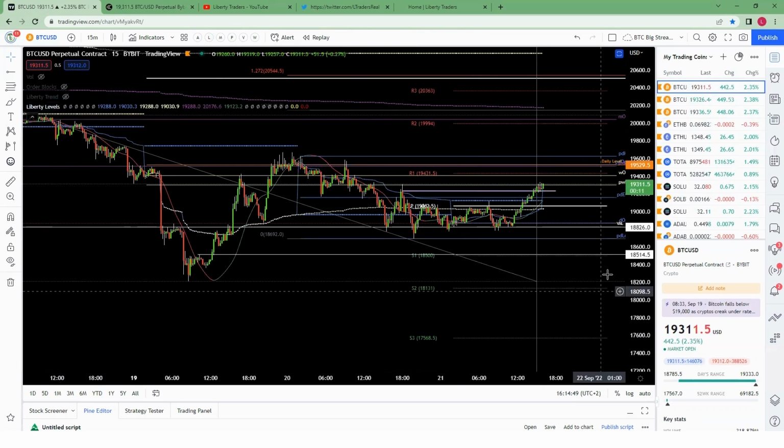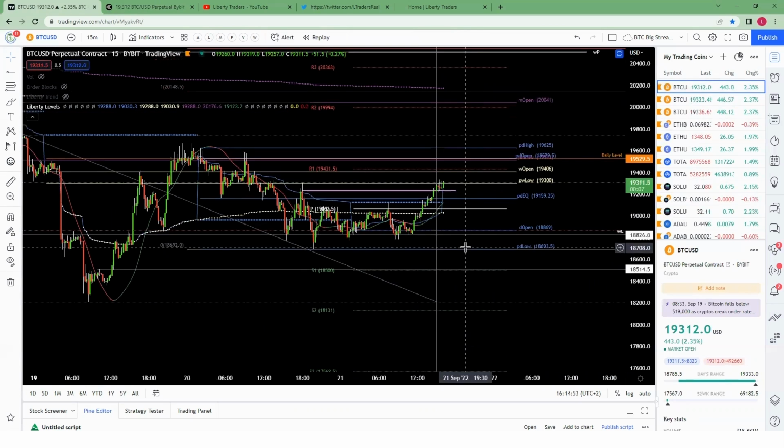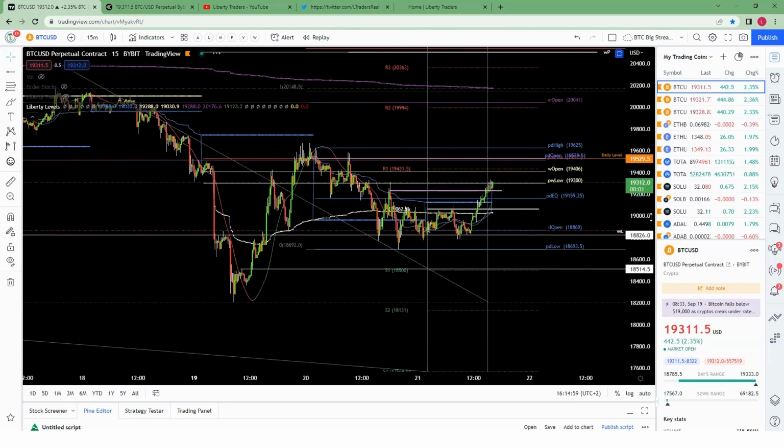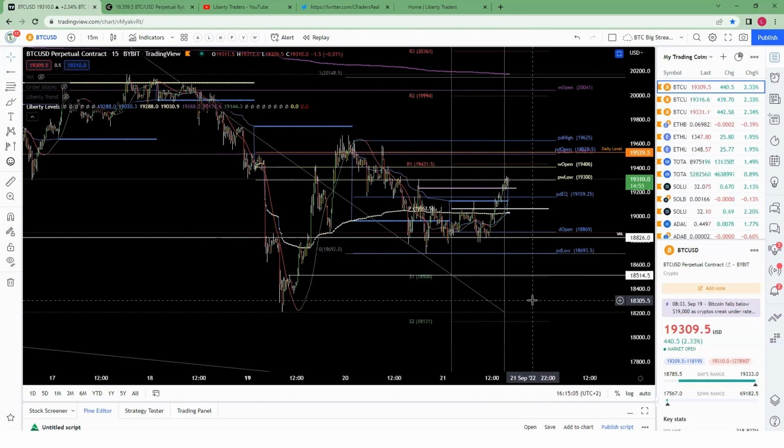Just quickly see what the liquidity levels look like. Yeah, that will be very nice to take that previous day low. It doesn't have to be today. It can still take a little bit of a while, but yeah, that daily is definitely big resistance. So yeah, that's it for now.